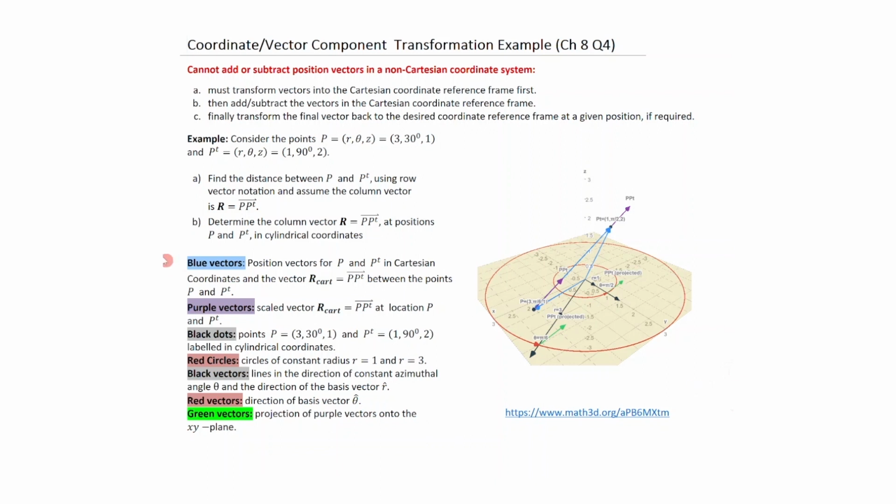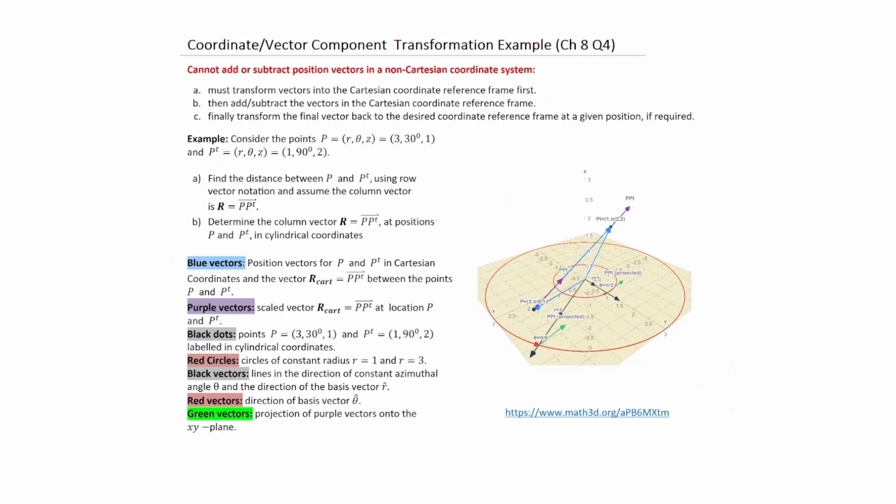Over here, blue vectors are the position vectors for P and PT in Cartesian coordinate systems. The vector r Cartesian is ppt, which is the vector between the points P and PT. The purple vectors are scaled versions of the vector r cart at locations P and PT. Scaled just means made small enough so that it stays within the size of the page.